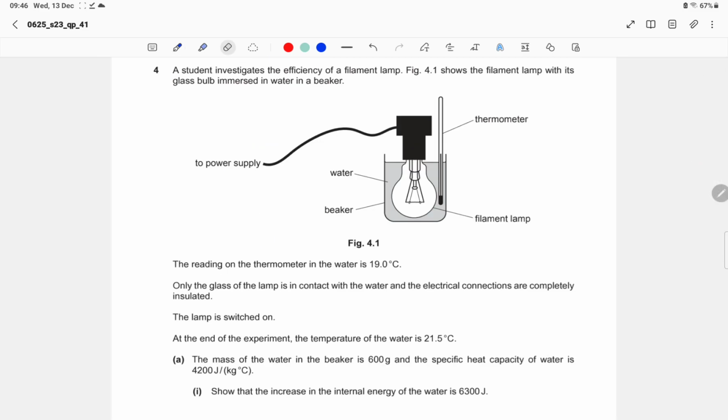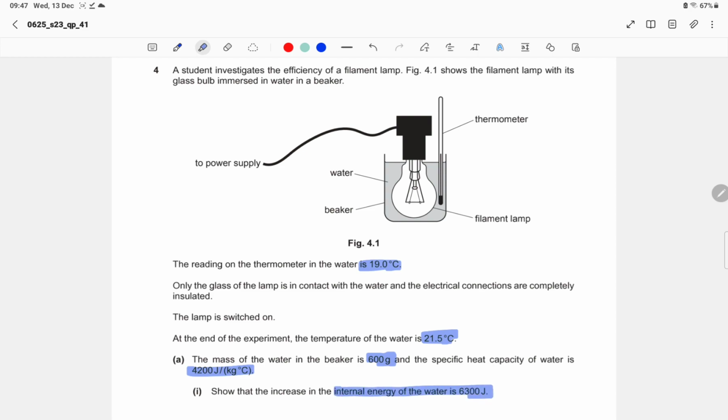Okay, next question states that a student investigates the efficiency of a filament lamp. Figure 4.1 shows the filament lamp with its glass bulb immersed in water in a beaker. The reading on the thermometer in the water is 19 degrees Celsius. Only the glass of the lamp is in contact with the water and electrical connections are completely insulated. The lamp is switched on. At the end of the experiment, the temperature of the water is given, the mass of the water in the beaker is given, and the specific heat capacity of water is given. You have to show that the internal energy of the water is there.